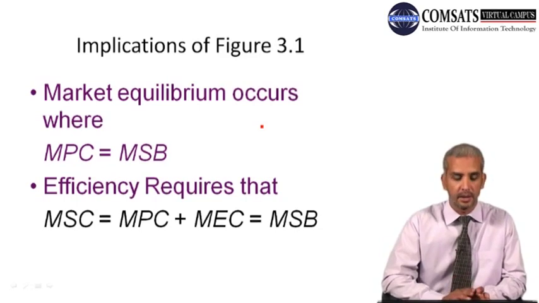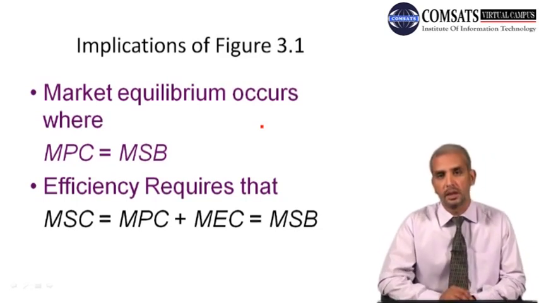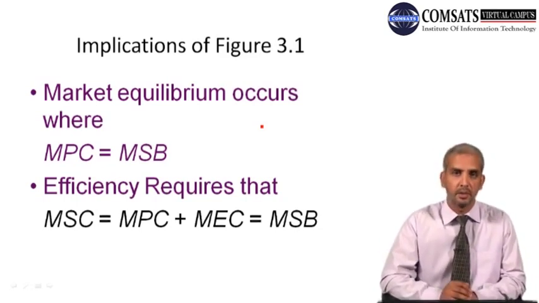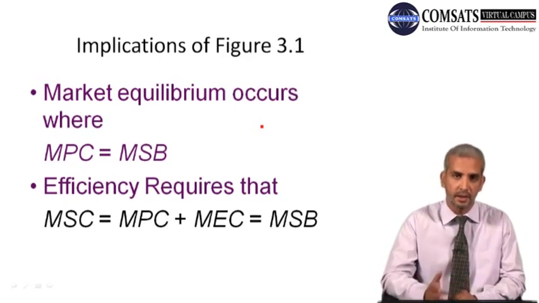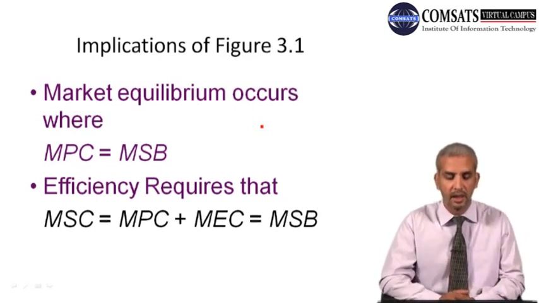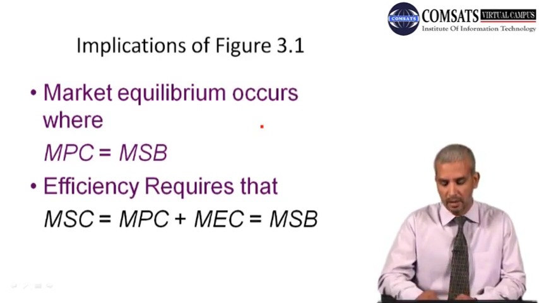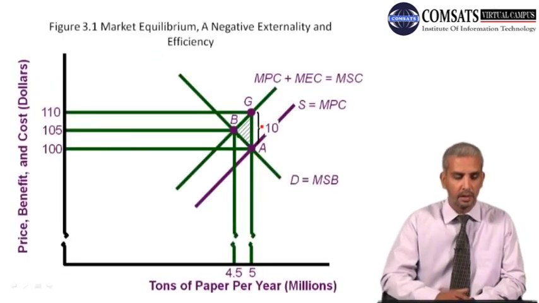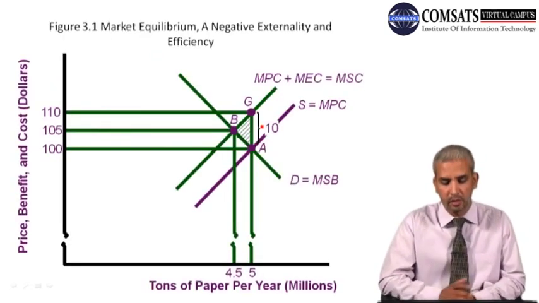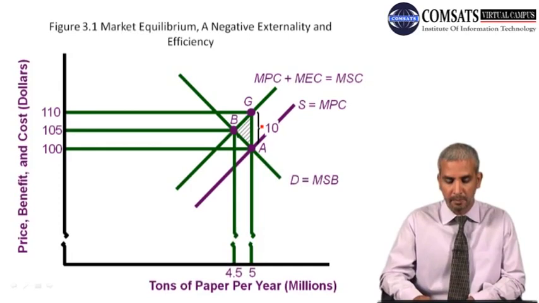Now when that marginal social cost is equal to marginal social benefit, then that is the point of equilibrium, which in this case, in the previous graph we have seen, resulted in the price of $105, and the quantity was reduced to 4.5 million tons of paper per year.